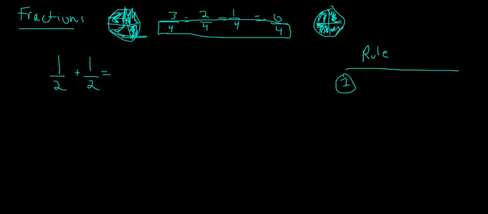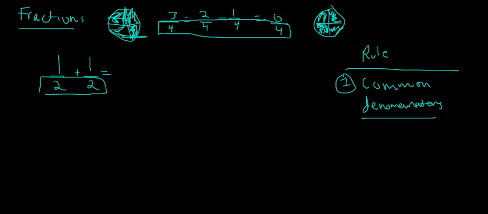And the rule is common denominators. In this case, we're lucky, we have common denominators, which is 2. Then you just simply add the top, so it's going to be 2 over 2. Notice this part doesn't change. Your denominator will not change when you add. Only your numerator will be added. And 2 over 2, we know it's 1.